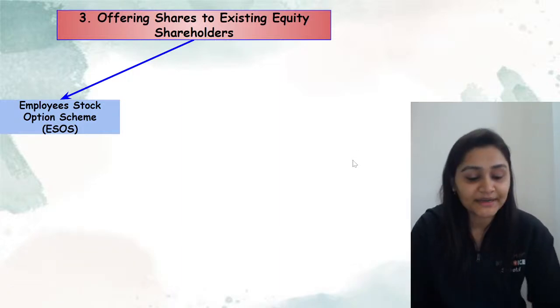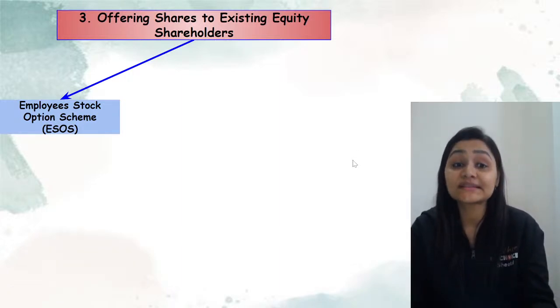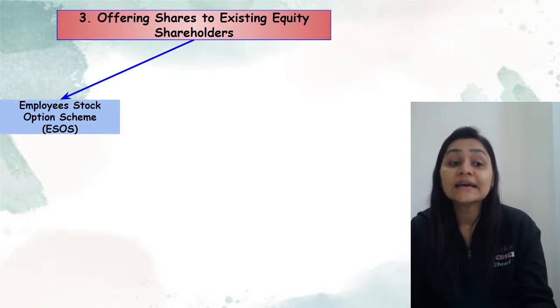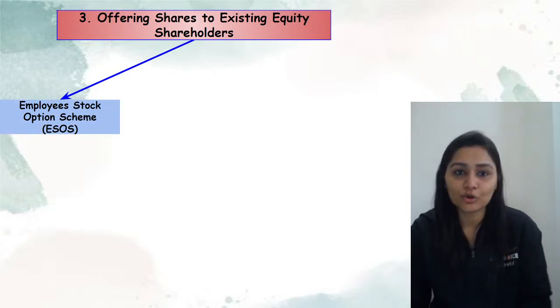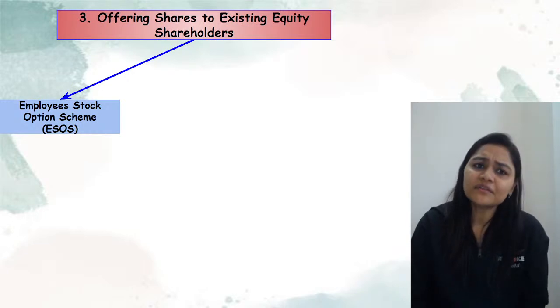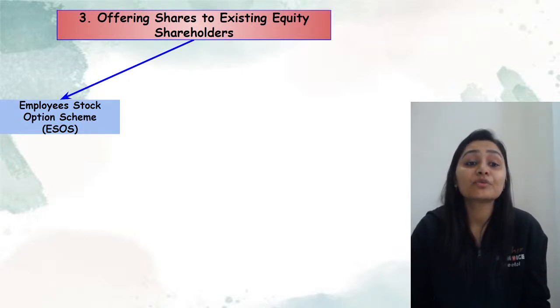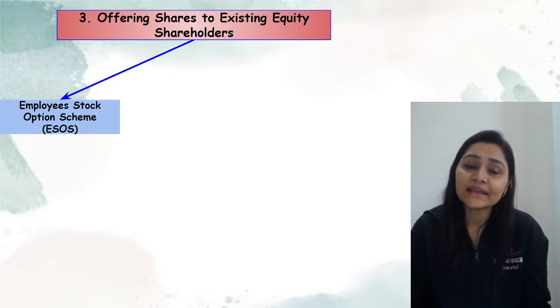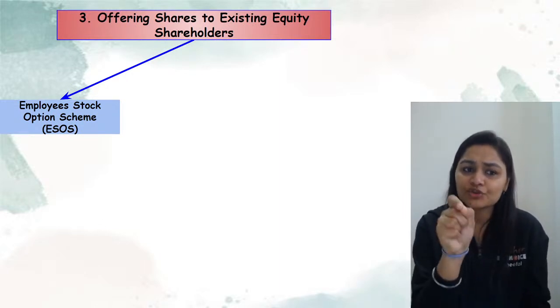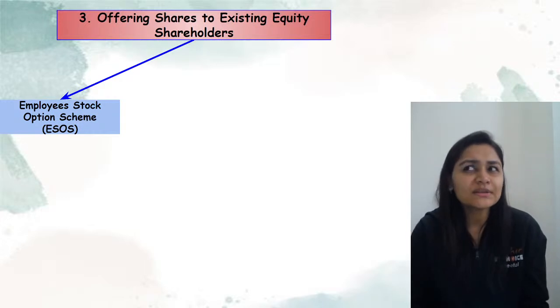Please make a note, my dear students. This is not about existing equity shareholders. This is about the existing employees. Now, the very first option for having this made available to the existing employees is ESOS, Employee Stock Option Scheme. What is this Employee Stock Option Scheme?